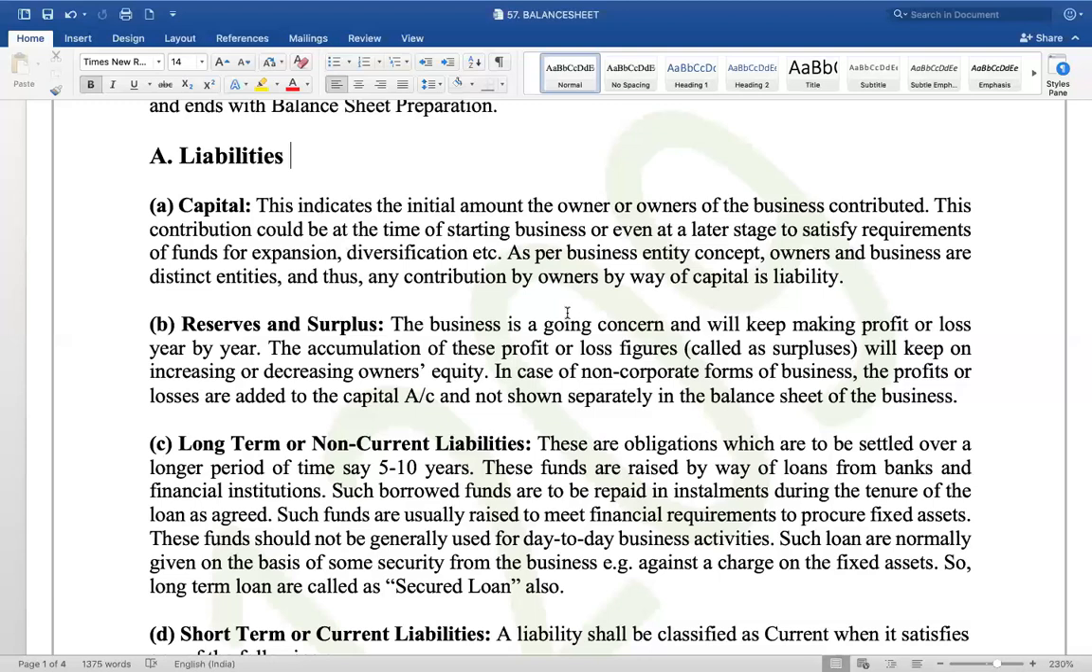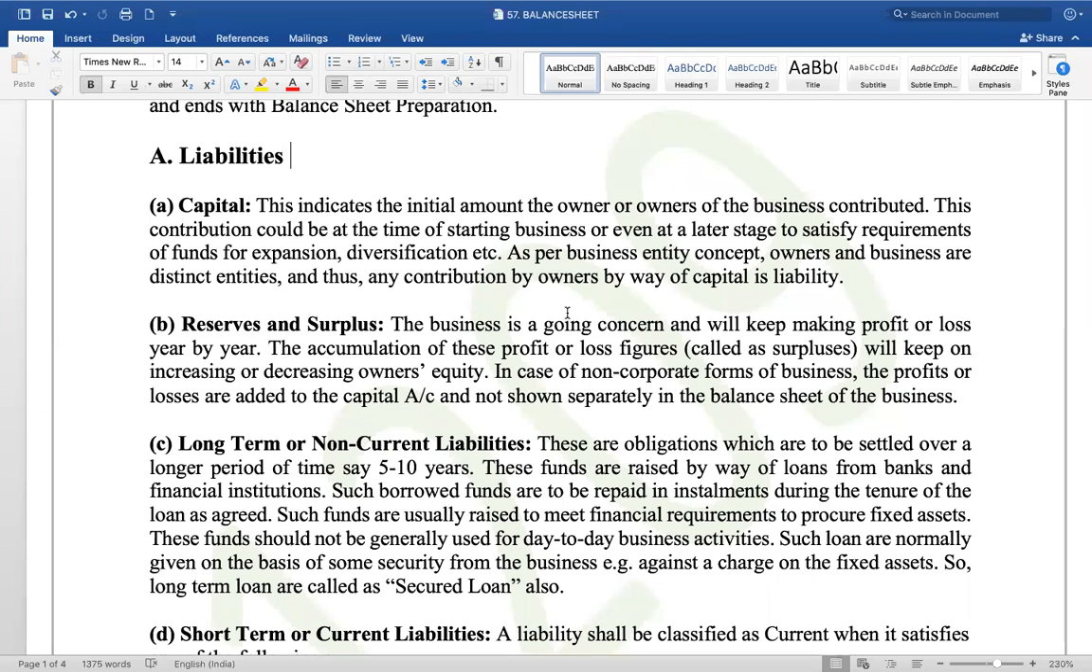So it can be at the starting point, or it can be in the middle. At any point of time they can infuse the capital. Now we should understand, as per the business entity concept, the owners are different from their organization. They will supply the capital as if the money is given to an outsider. And the business also considers the suppliers of the capital, the owners, as outsiders, different from their business, from the business organization.